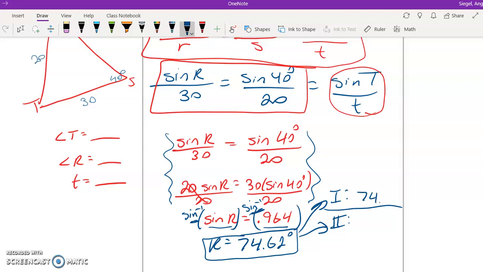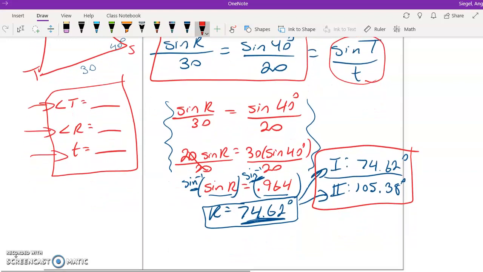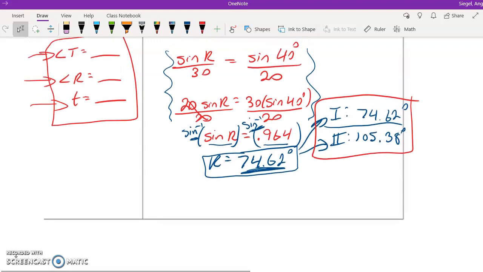So in quadrant 1, 74.62 is our degree, but we also need to account for the angle that shows up in quadrant 2. So I'm going to take 180 minus my reference angle in quadrant 1, and I get 105.38. I don't know why I rounded off to 2 decimal places. It doesn't matter where you round off. So I have to account for both of those angles. So this isn't really like every other time we solve for a triangle, where we say, okay, well, T equals this, and R equals this, and little t equals this. R actually has two values, which is going to come into play in two different circumstances. So I'm going to have two different sets of answers.